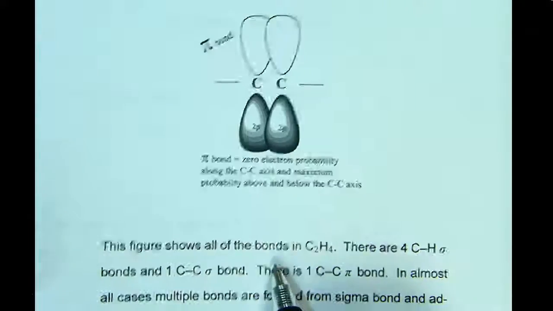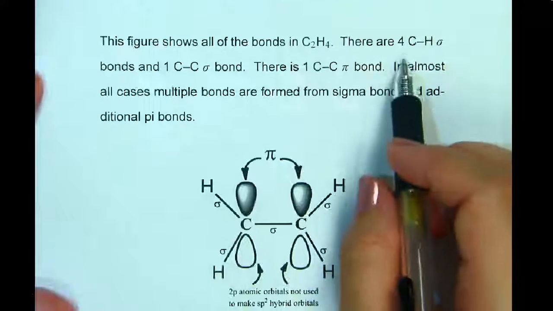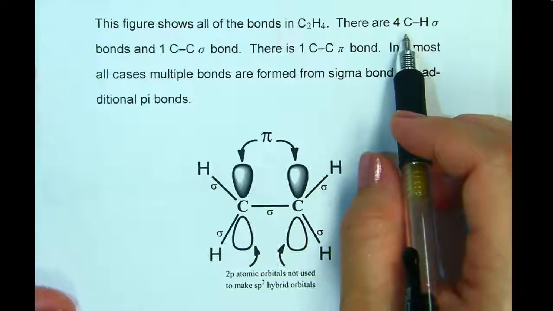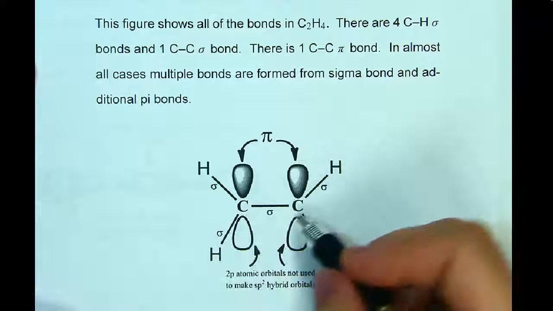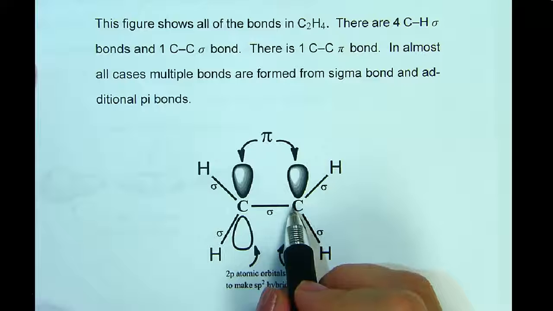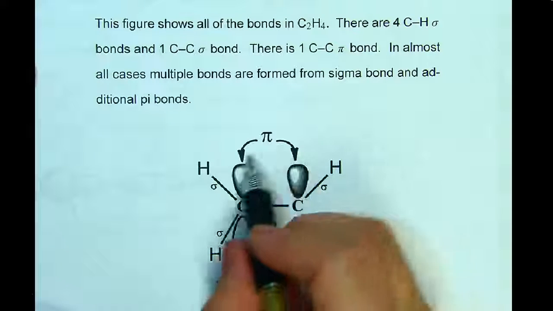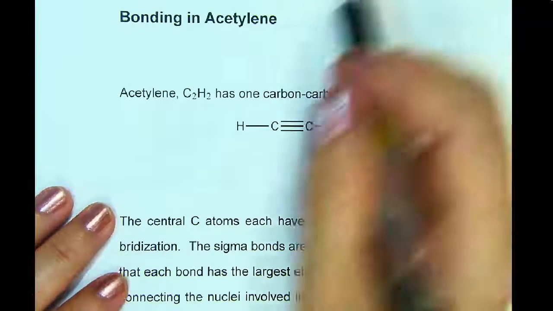This figure shows all of the bonds in C2H4. There are 4 carbon-hydrogen sigma bonds and 1 carbon-carbon sigma bond. So there's your sigmas between the carbons and the hydrogens. There's the sigma bond between the 2 carbons, and then that second bond is going to be the pi bond between these 2 carbons. Bonding in acetylene.